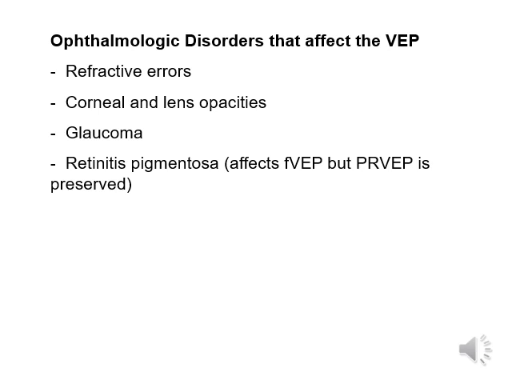Some ophthalmologic disorders that can affect the VEP include refractive errors, that's why it's important to measure visual acuity, opacities of the cornea and lens, which would degrade the quality of light getting into the eyeball to the retina, glaucoma, and then interestingly, retinitis pigmentosa affects the VEP, but it affects the flash VEP, but not the pattern reversal VEP.